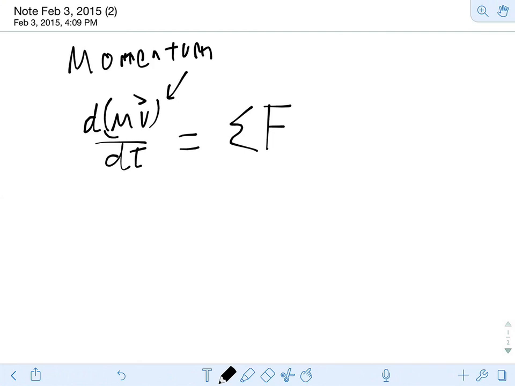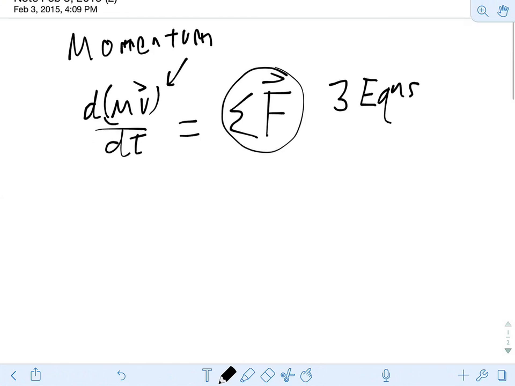So this is a vector law. There's really three equations here: conservation of momentum in the x direction, the y direction, and z direction. So we have to consider forces, which are also vectors, and they have x, y, and z directions. So that's a pretty critical thing, and it differentiates this from the conservation of mass, which is a scalar law. This is a vector law.